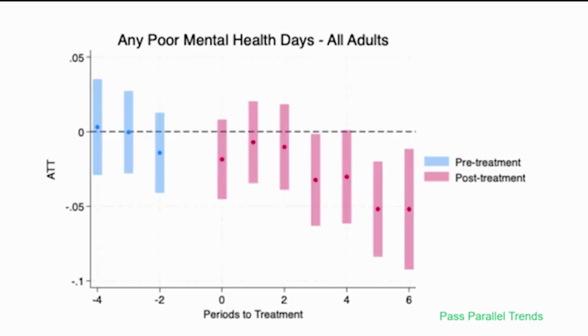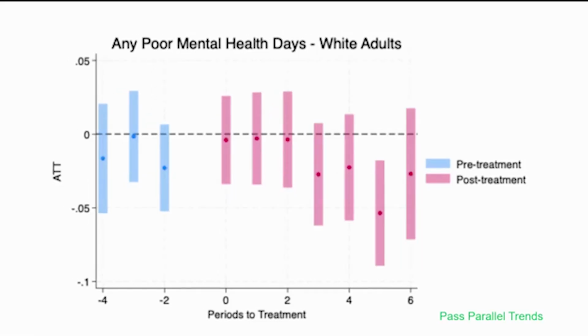So this is all adults. The parallel trends part is this: as long as these are differences across the treatment and control, it looks okay. And then after treatment, we don't really see much on the front end, but then we see this big drop. So there are pretty big effects in terms of having any poor mental health days.